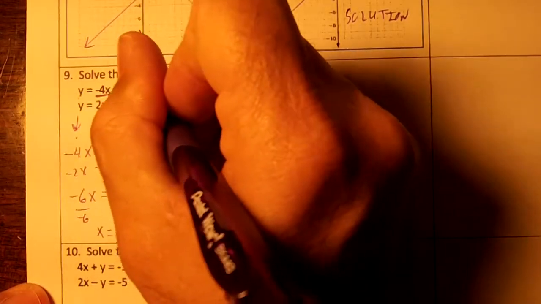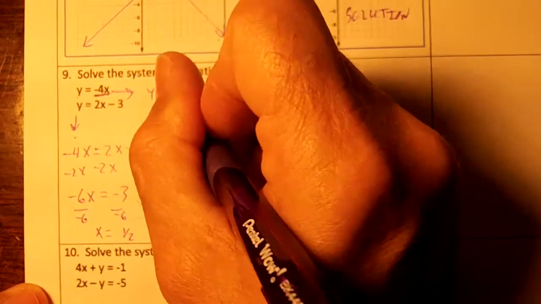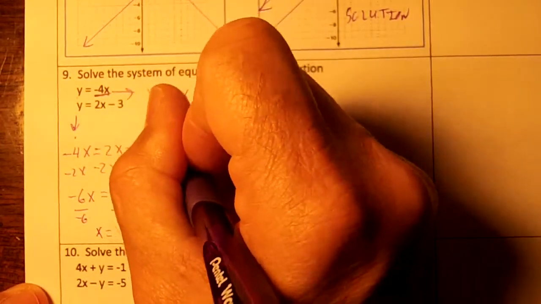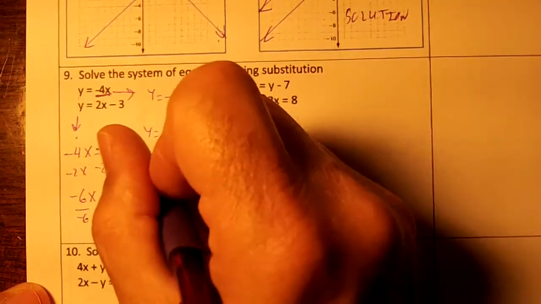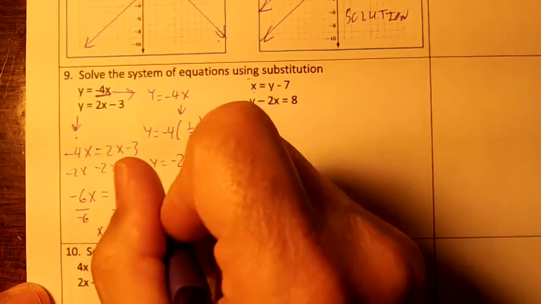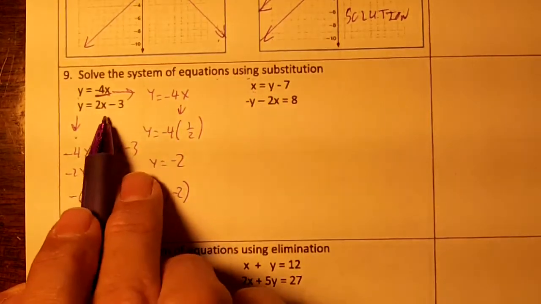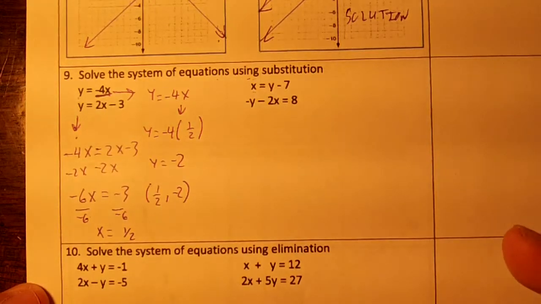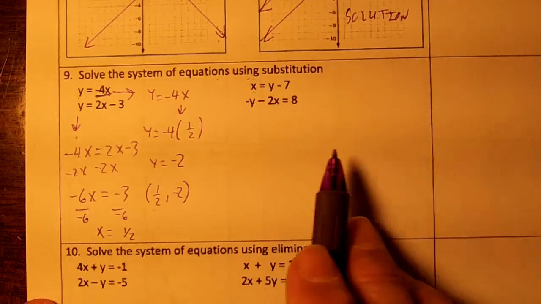I'm going to take this equation because it's a little bit simpler, and I'm going to replace x with 1 over 2. Negative 4 times 1/2 is a negative 2. So the intersection point would be 1/2 comma negative 2. If you were to plug these into the equations, both of them would work. So the solution would be 1/2 comma negative 2.